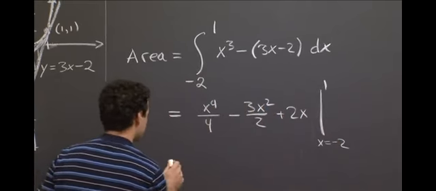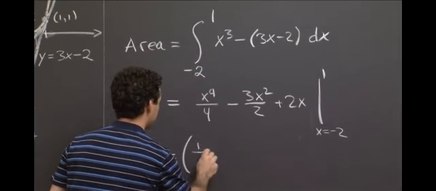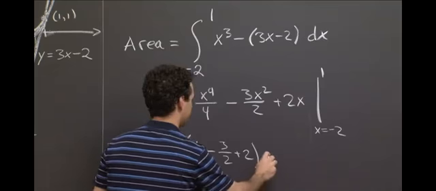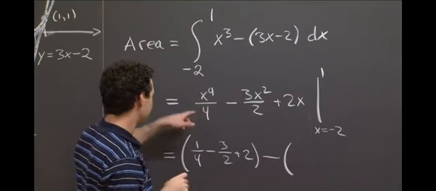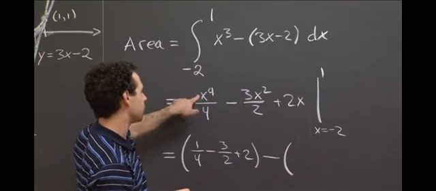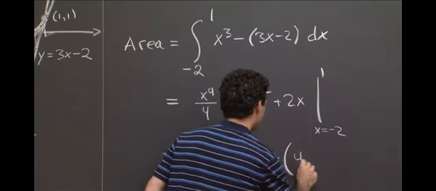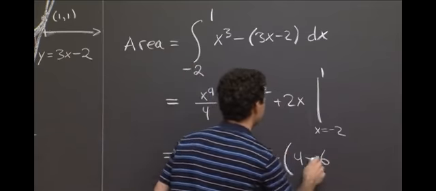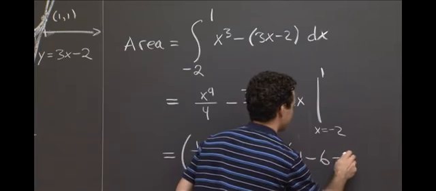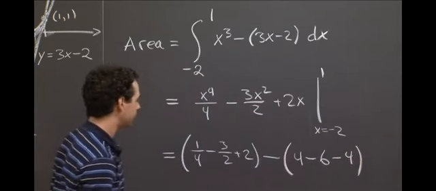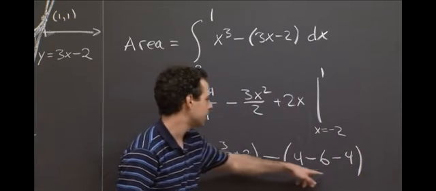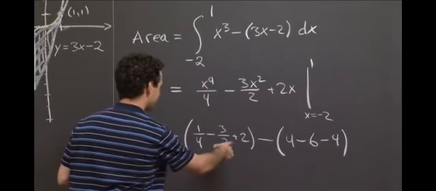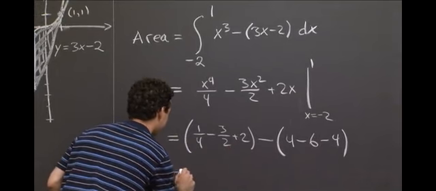So now I just do this difference. This is equal to 1/4 minus 3/2 plus 2, minus, now I put in minus 2. Minus 2 to the 4th is 16 over 4, so that's minus 4. Minus 3 times 4 over 2 is 6. And then plus 2 times minus 2 is minus 4 again. Now we've just got some arithmetic. So this all becomes a plus 6, and I have to add everything together. I've got a denominator of 4.